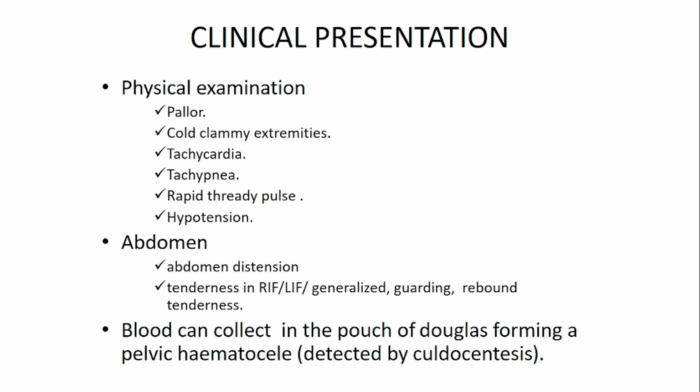When you examine the abdomen, again, there will be abdominal distension of varying degree, like I said earlier, because it depends on the amount of blood that is lost into the peritoneal cavity. So it might be just a suprapubic fullness or a full abdominal distension, and then local tenderness and general abdominal tenderness. The tenderness is in the right iliac fossa, and then there will be rebound tenderness. Sometimes blood may collect in the pouch of Douglas, and for that, when you do a culdocentesis, as you will see later, we may be able to aspirate non-clotting blood from the pouch of Douglas.